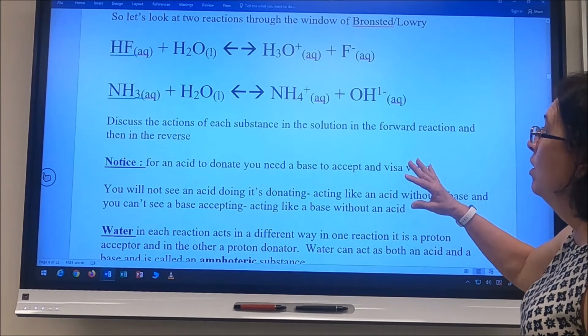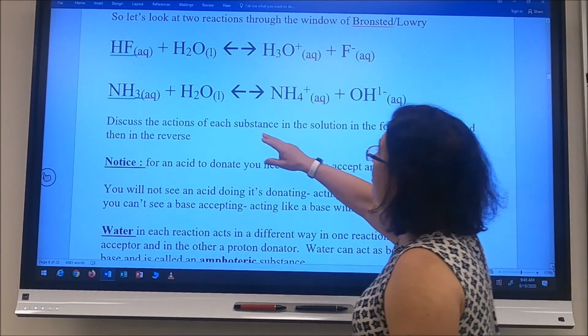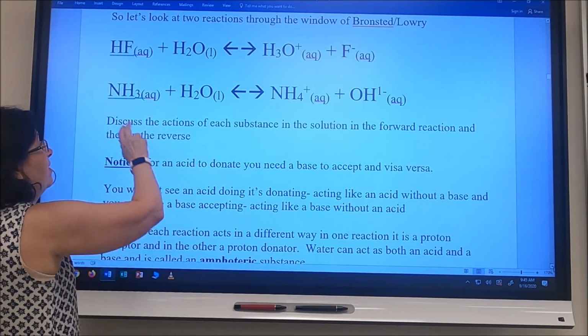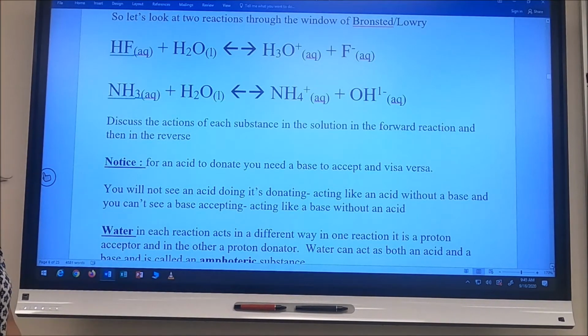Now, one of the things I want you to notice here is that in this top reaction, water is acting like a base. In this bottom reaction, water is acting like an acid. Okay? So, I want you to notice that behavior about water. I also want you to notice that an acid cannot donate its hydrogen if there's not a base there to accept the hydrogen ion.